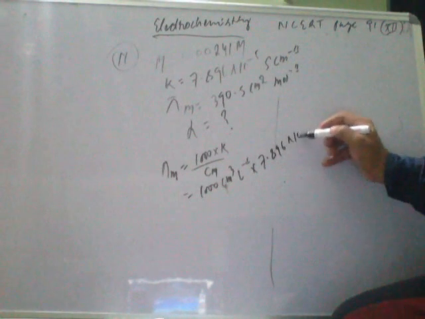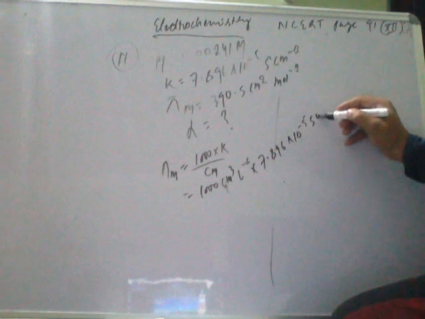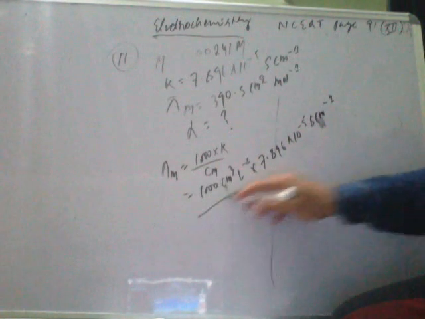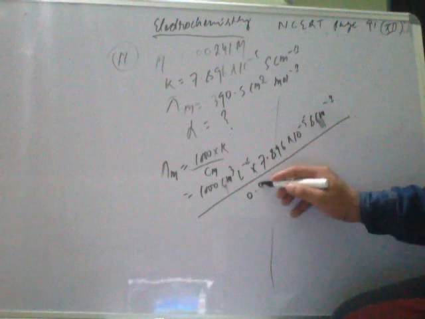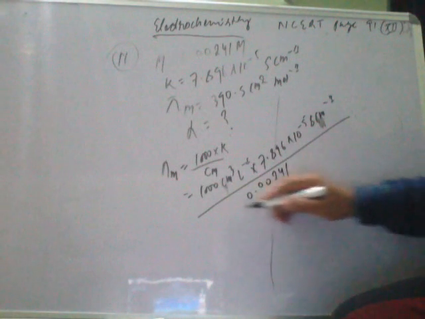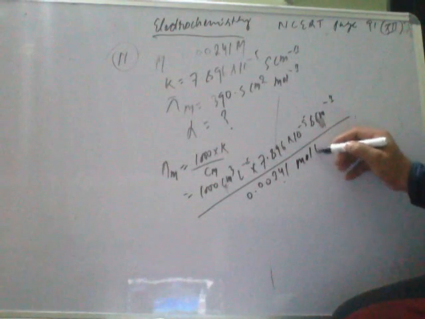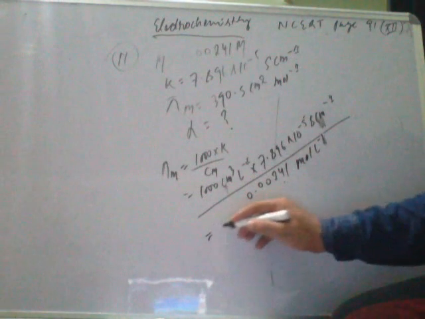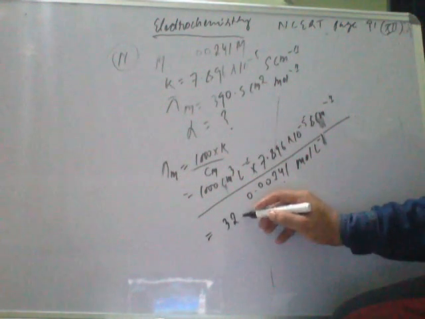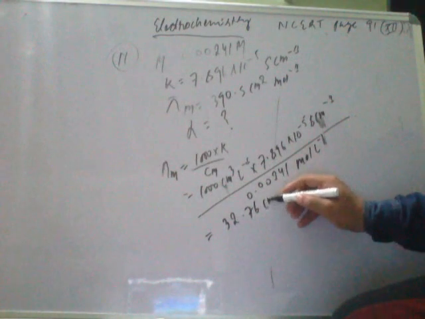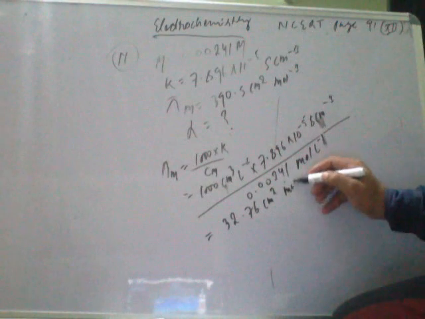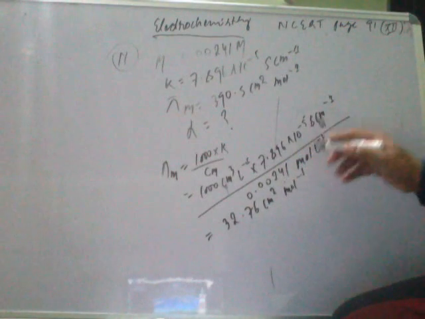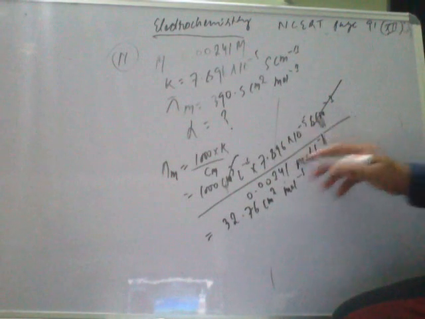The value of K here is 7.896 into 10 to the power minus 5 Siemens per centimeter, divided by 0.00241 mole per liter. If you calculate this, you will get 32.76 centimeter square per mole. Mole will cancel out and centimeter will cancel.